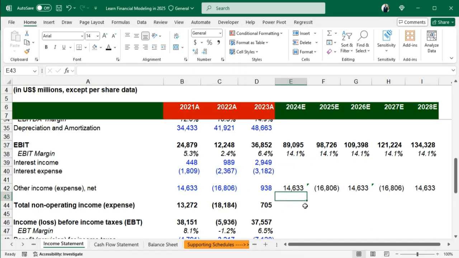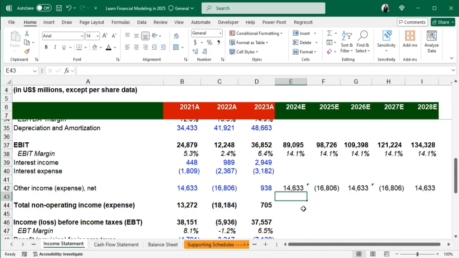All right, so this is how we are projecting our other income going forward. As I said, these are general assumptions we are making. As and when we gain more understanding of the business model of Amazon, then we can tweak these assumptions as we move forward. This is what happens in real life, in practice. All right, so that is that for other income.